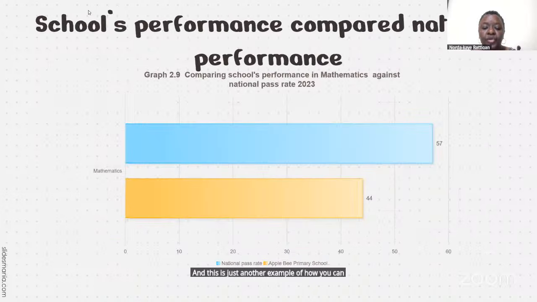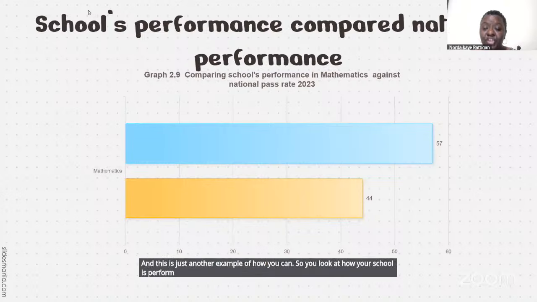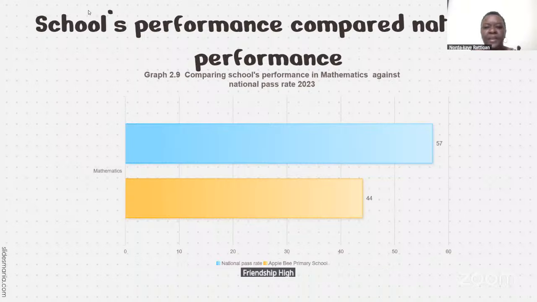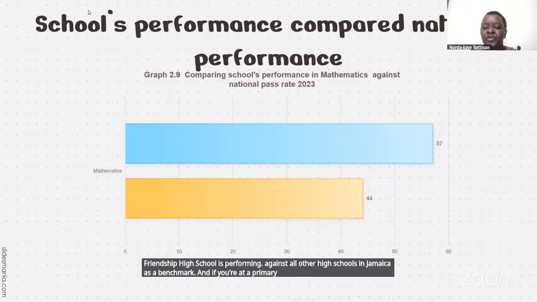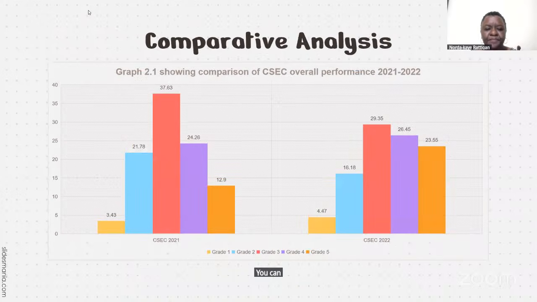So you look at how your school is performing nationally against all the schools in Jamaica. If you're a high school, you want to know how Friendship High School is performing against all other high schools in Jamaica as a benchmark. And if you're at a primary school, you're doing the same thing. And then you can also do it in your QEC. You want to know how your school is benchmarking in your QEC. How are you doing when you look at all the other primary schools around you in your area? You can also do that.